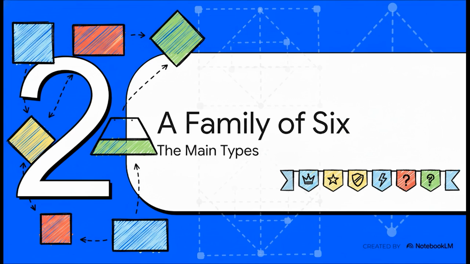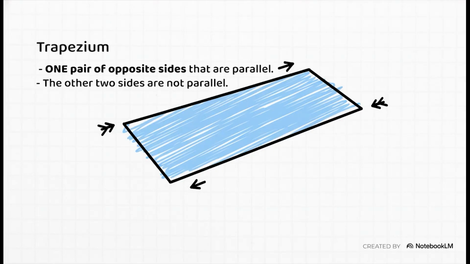Okay, now that we've got the main definition down, let's actually meet the different members of the quadrilateral family. There are 6 main types you should know, and just like any family, each one has its own personality, its own special set of rules. First up, we've got the trapezium. Its main thing is super simple. It has exactly one pair of sides that are parallel to each other. The other two sides, well, they can do whatever they want, go in any direction.